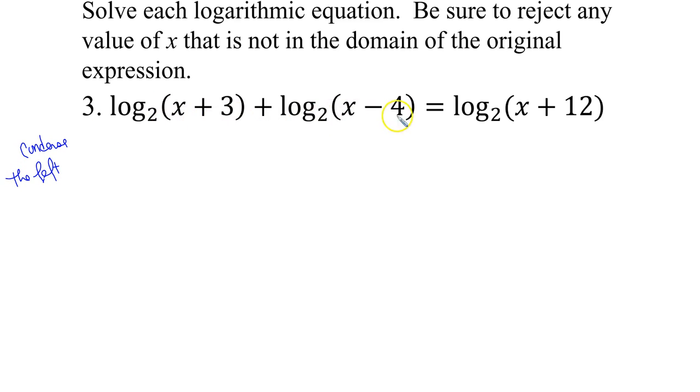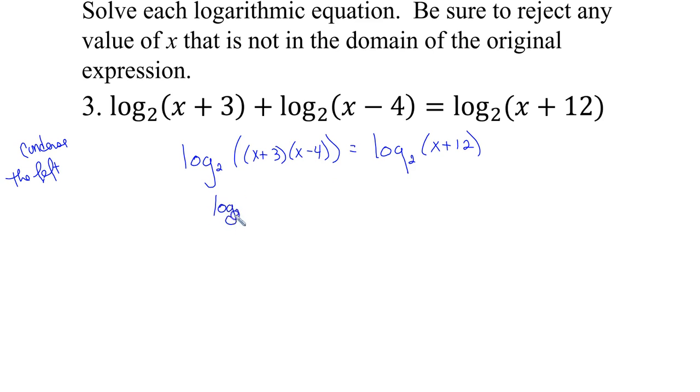Okay, so using the product rule, we condense the left-hand side to now read log base 2 of x plus 3 times x minus 4 equals log base 2 of x plus 12. Notice we did not change the right-hand side. Let's go ahead and simplify this product inside our parentheses here before we go about doing anything else. This is going to become x squared minus x minus 12 on the left-hand side.